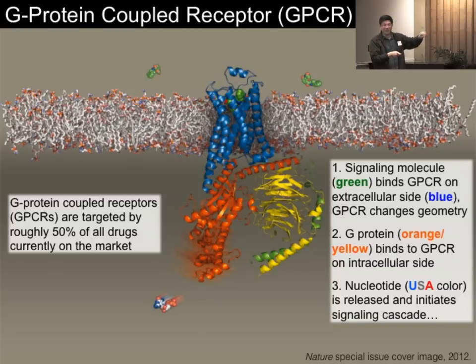So I like to think of the GPCR like a doorbell. The signaling molecule binds to the outside and the signal goes to the inside. It causes the G protein to bind on the inside, and then this nucleotide, which is represented in USA colors, is released and it initiates a signaling cascade.